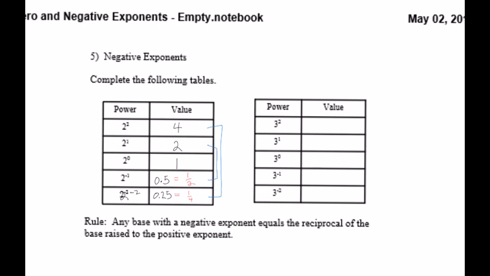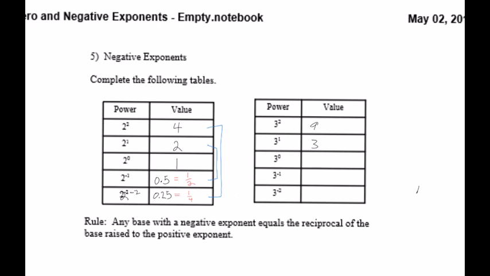Let's go through this process again, but this time we'll use 3 to the 2 all the way down to 3 to the negative 2. So let's use that rule that we just took a look at. So we have 3 squared, that's equal to 9. Then we have the following. 3 to the 1 is 3.